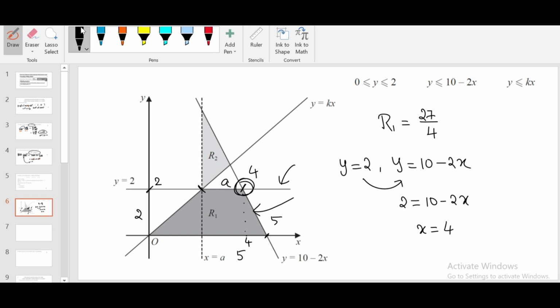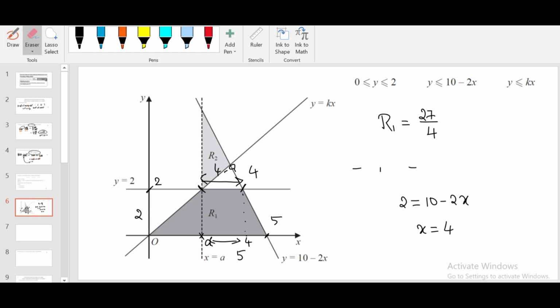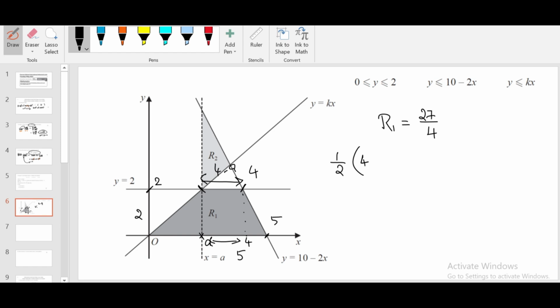So the x coordinate of this point is 4 actually. And the x coordinate of this point is A, which is unknown, which is what we are trying to find, right? So the length of this parallel side is going to be 4 minus A. So using all this, we can apply the area formula here. Half A plus B. A and B are the length of the parallel sides. One is 4 minus A. The bottom one is 5 minus 0. Times height, which is 2, is equal to 27 over 4.